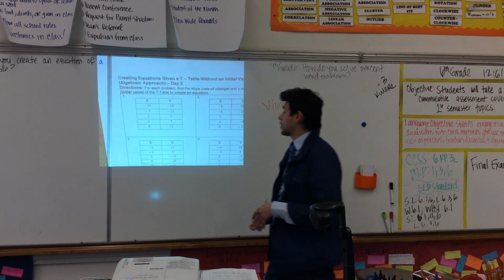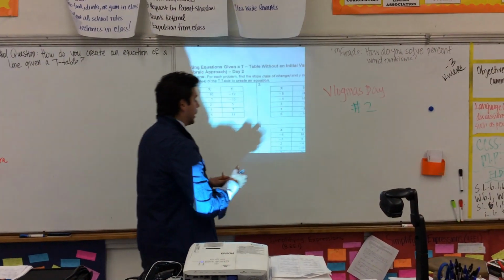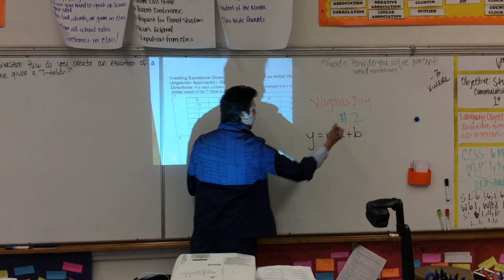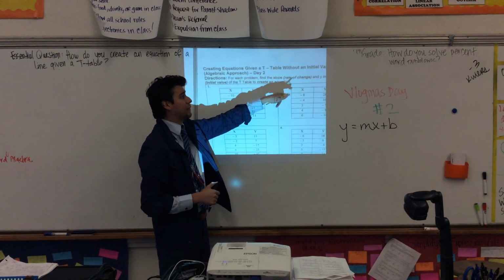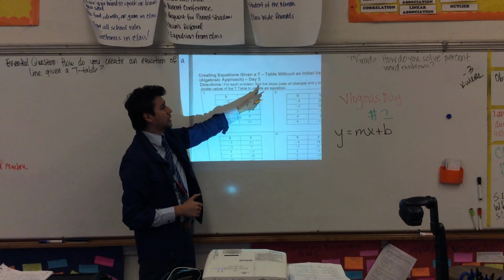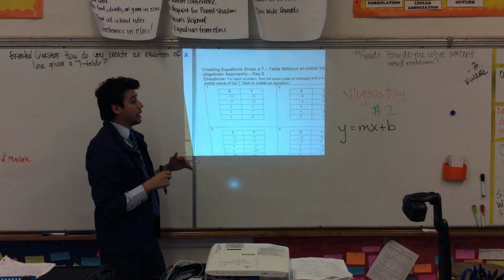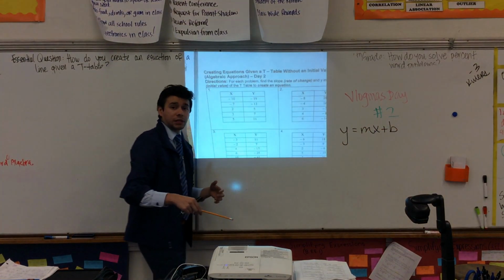So before we start, once again, if we want to create an equation, we use our formula y equals mx plus b. We always use that formula. For each problem, find the slope, rate of change, and y-intercept, initial value of the t-table to create an equation. So we use y equals mx plus b to create an equation. Now, the easiest one to find right away is your b, which is your y-intercept.